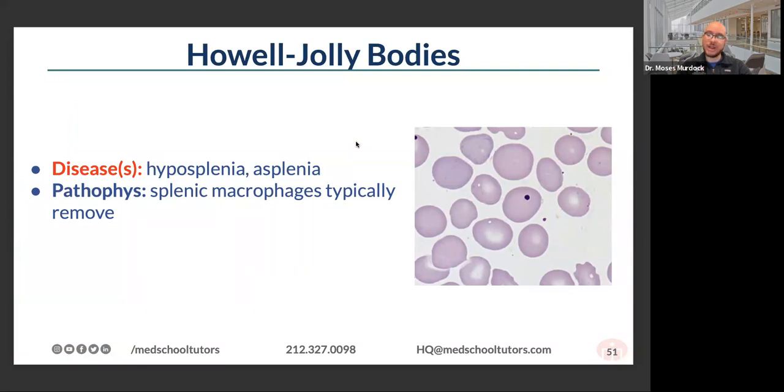Remember that Howell-Jolly bodies can basically be correlated with clumped up DNA. It's not necessarily specific for any one thing in particular, but asplenia, like I mentioned, is probably the most common one. And anything that can get rid of the spleen can then lead to this. Like I mentioned, trauma, sickle cell disease, autoinfarction, severe hemolytic anemia, stuff like that.